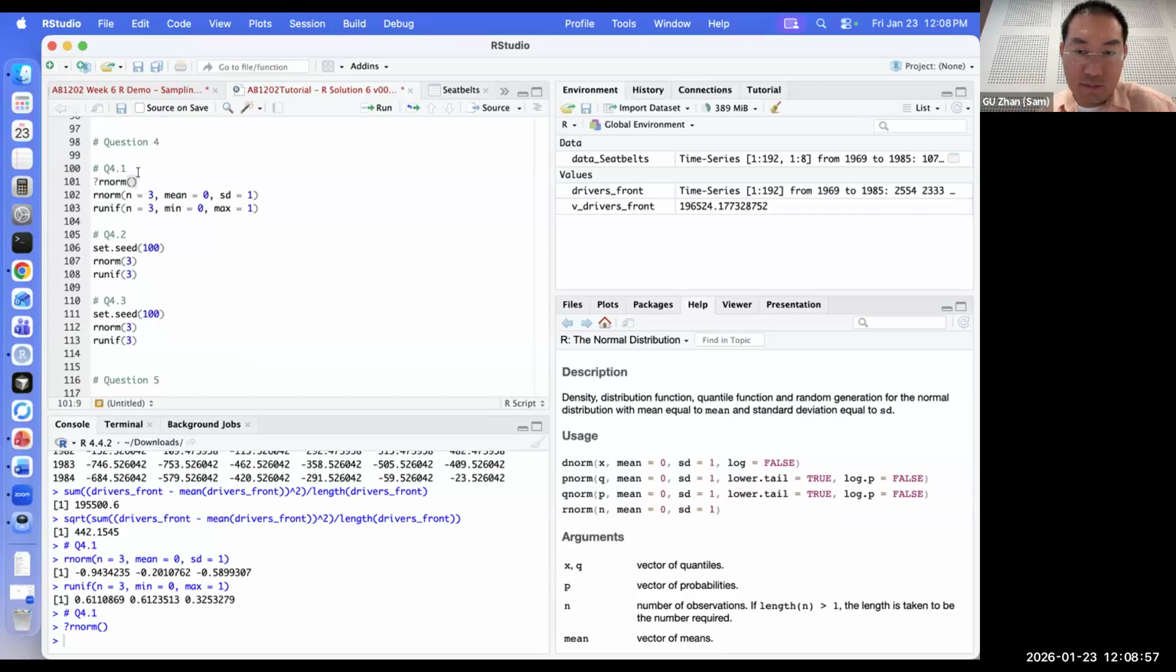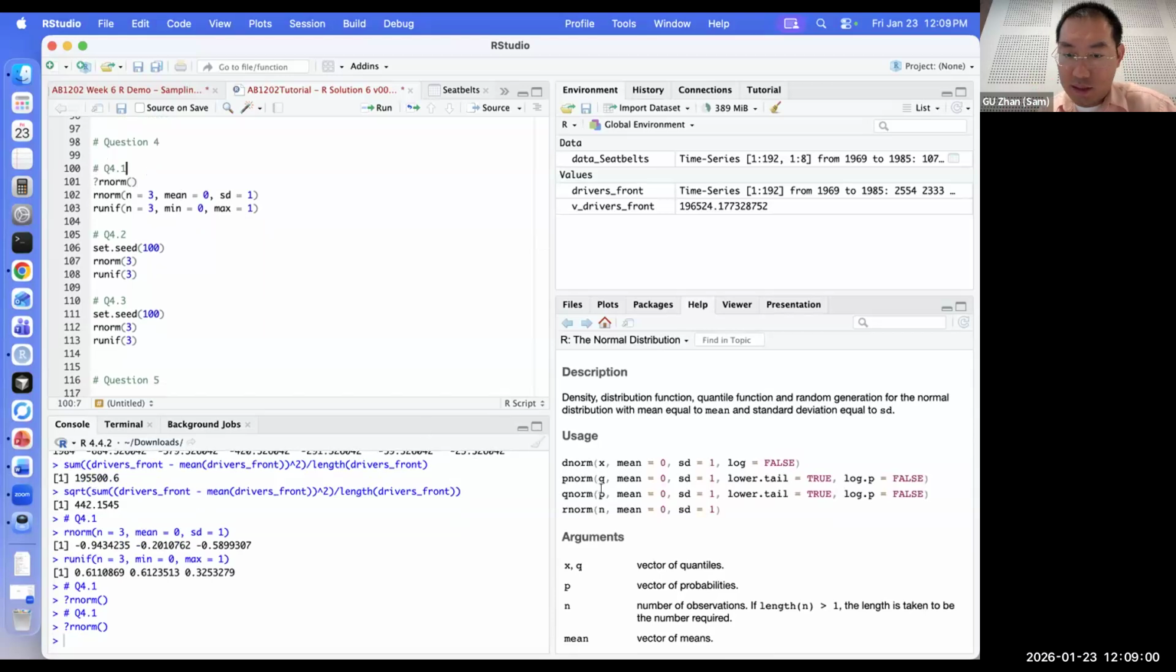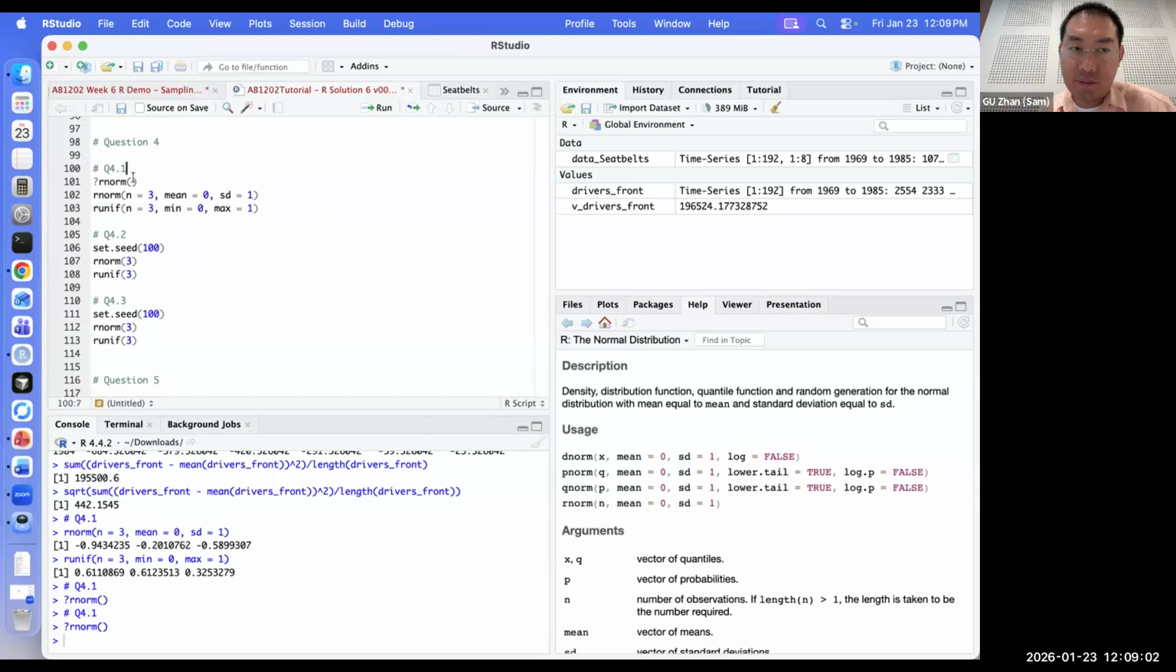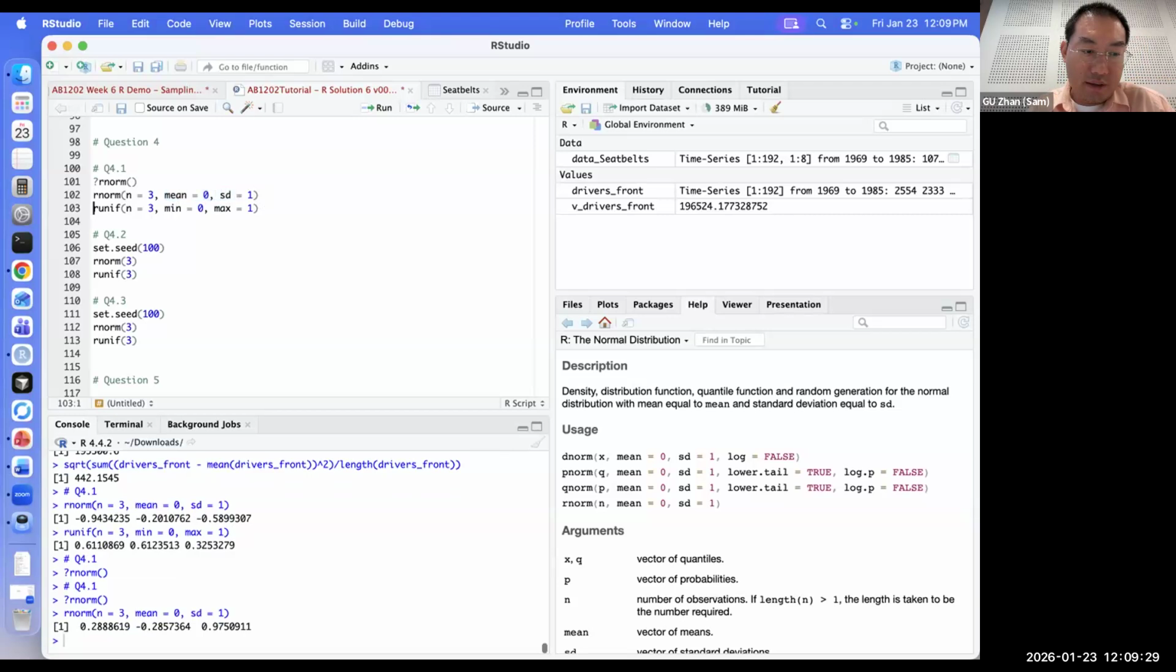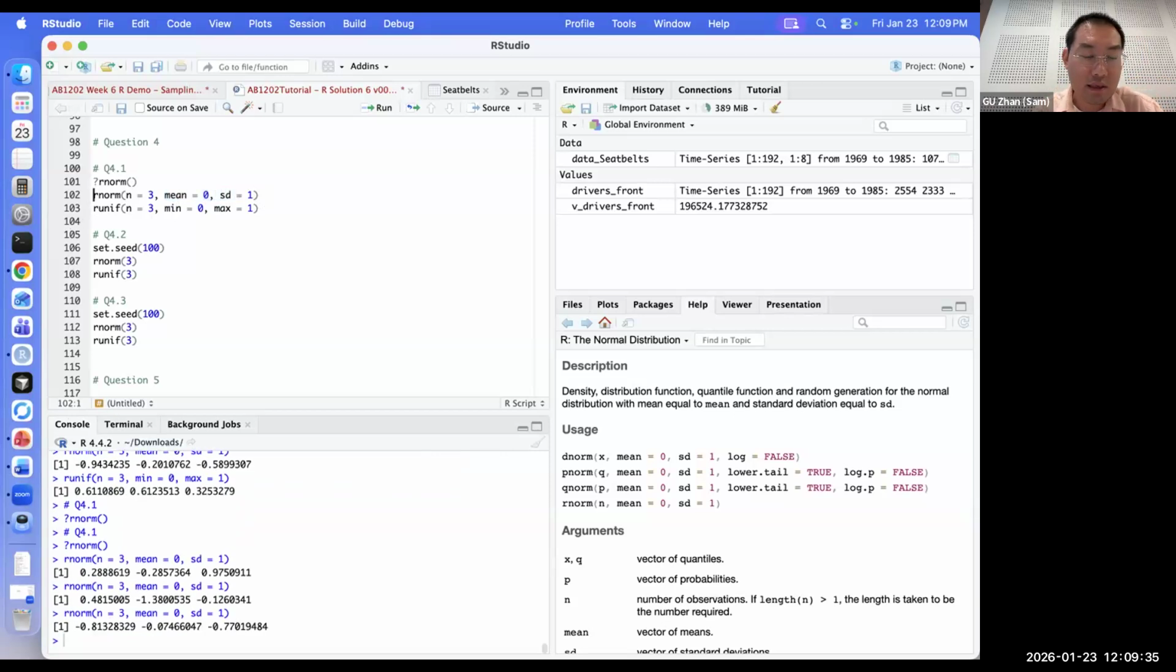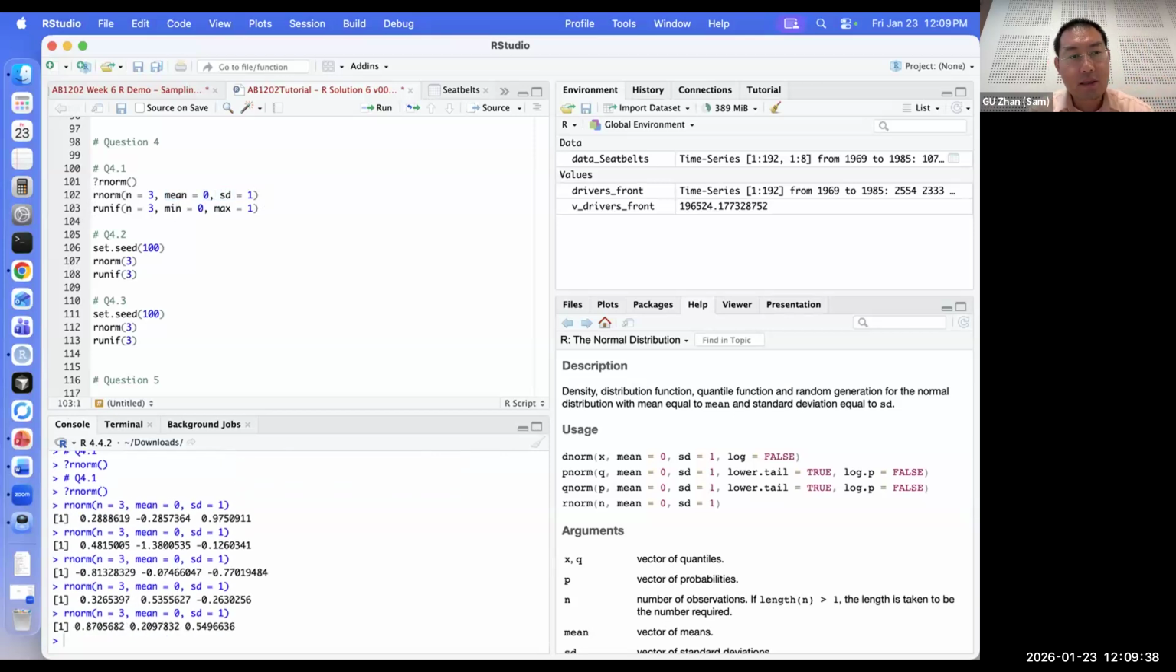So how do you use rnorm? rnorm takes n, mean, and standard deviation. I have a habit that I always type the argument names so that you know exactly what each is. Now n equal to 3 means I want 3 samples, and the mean is 0, standard deviation is 1. So this is a standard normal distribution. Then we run it and get 3 numbers. If you run it again, you get another 3 numbers, and again another 3 numbers.